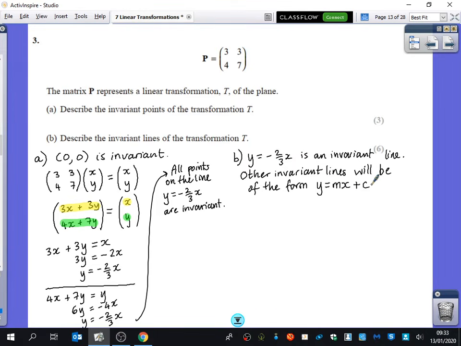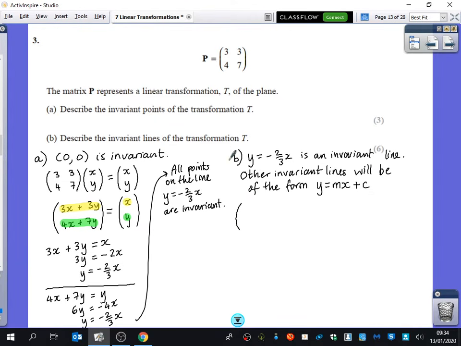Okay, and now we're going to try and say, let's make the most general invariant line that you could possibly have, and it's going to be y equals mx plus c. It's going to be an invariant line that we could have here. And we have to have that plus c in there, just in case there's going to be something where actually the whole line is invariant. And we're going to see what happens.